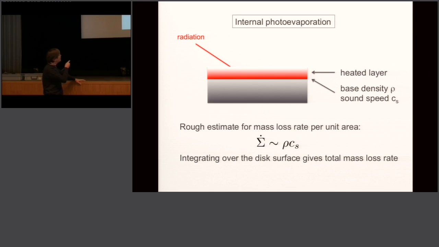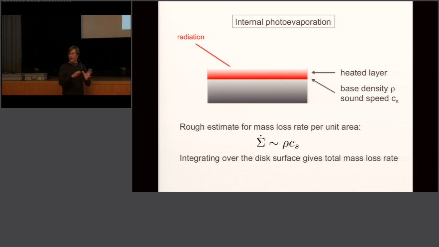Now, if this is extreme ultraviolet radiation, ionizing radiation, then this would be an ionization front. This would be ionized gas, and this would be neutral gas underneath. The property of ionization fronts is that they're really quite sharp structures. So if this is extreme ultraviolet radiation, there really will be a division of the disk into two pieces, an ionized skin and a neutral interior.